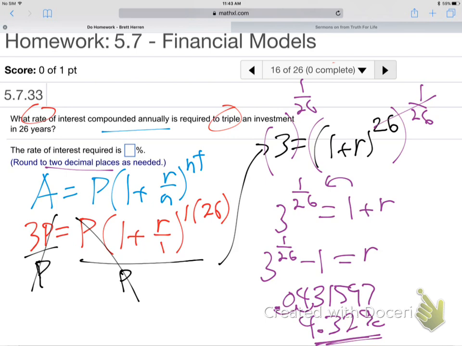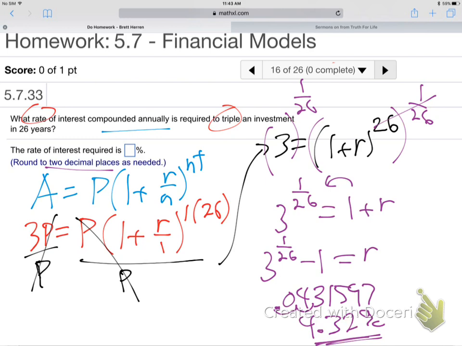Yeah, so it's higher because you've got to triple it, not just double the money. It's surprising though. You can triple your money by just investing at 4.3. That's not a high rate. You can get that kind of rate currently in investments pretty easily. I mean, that's a low rate.